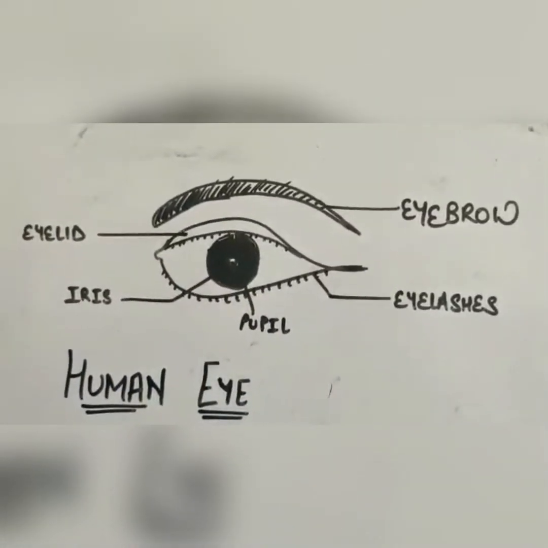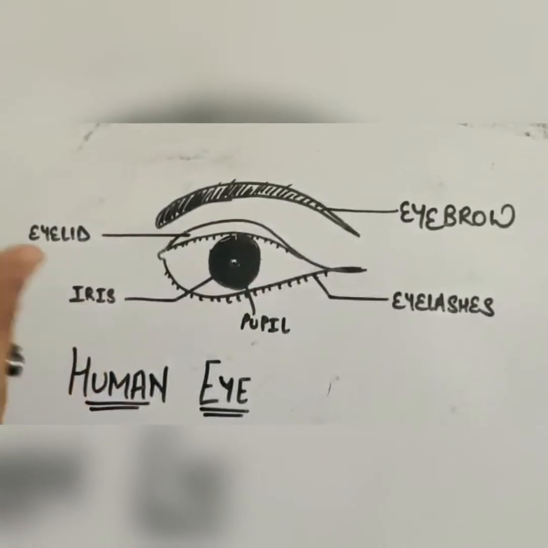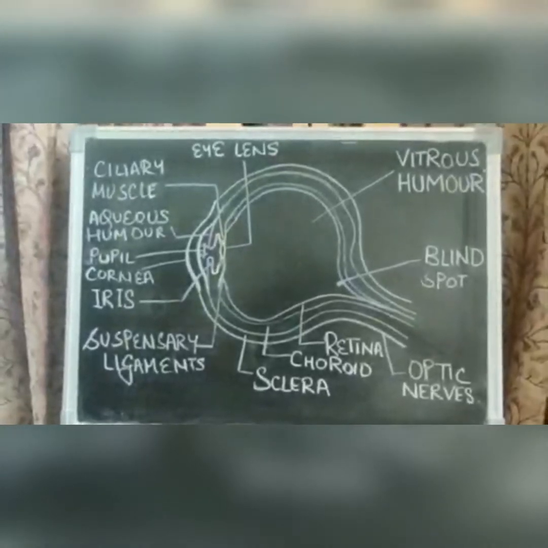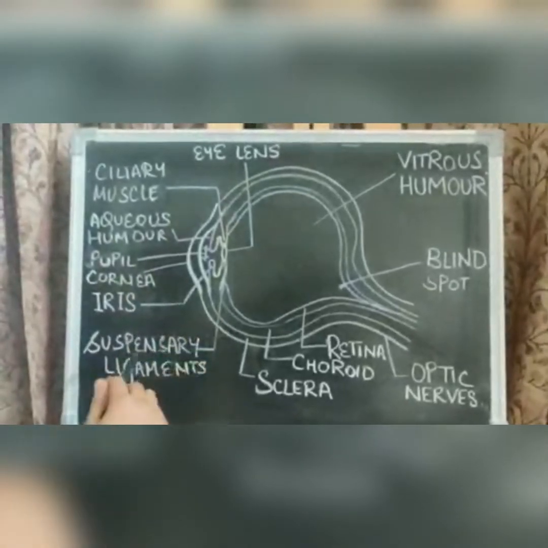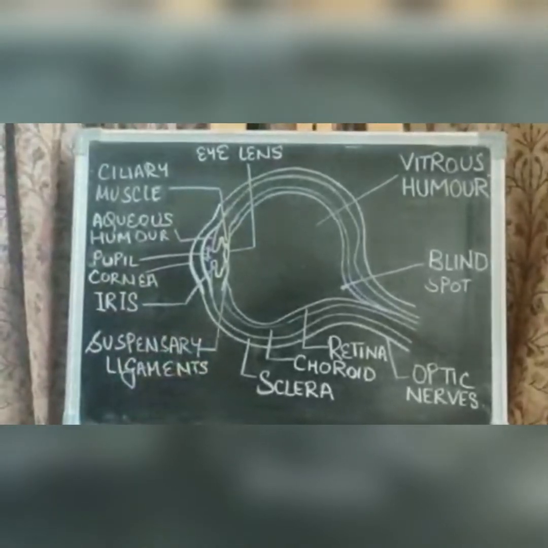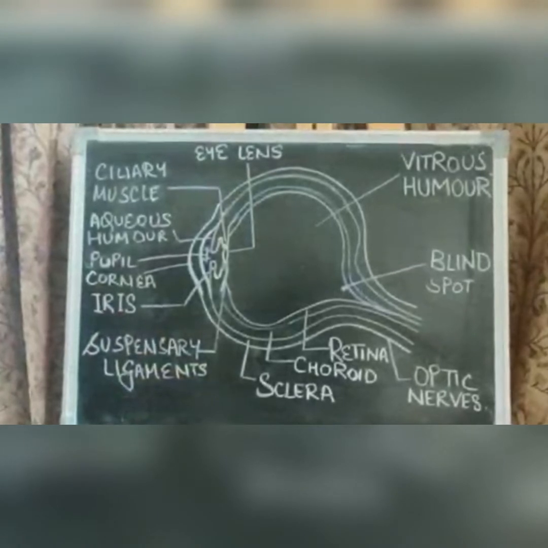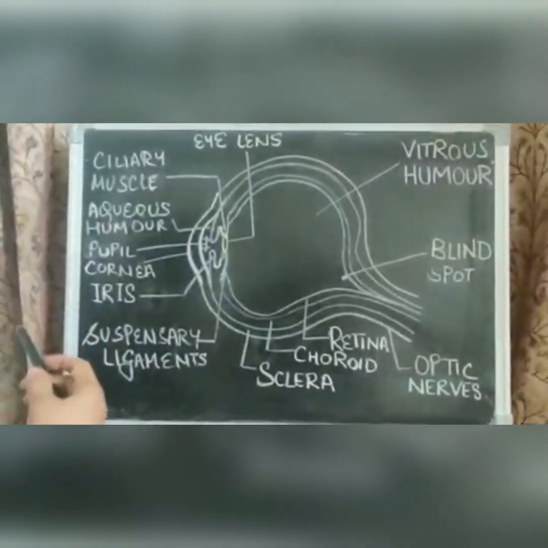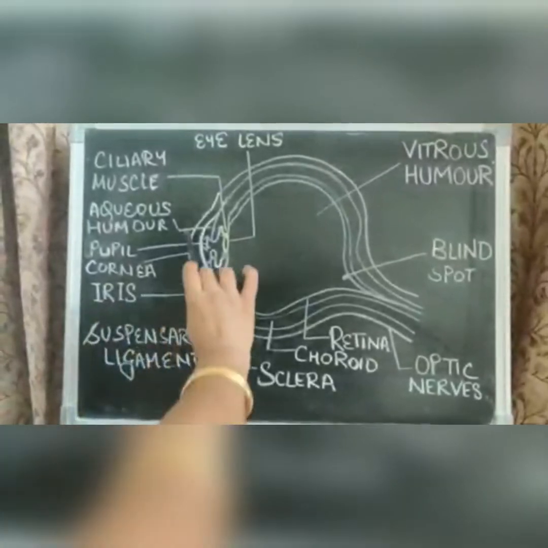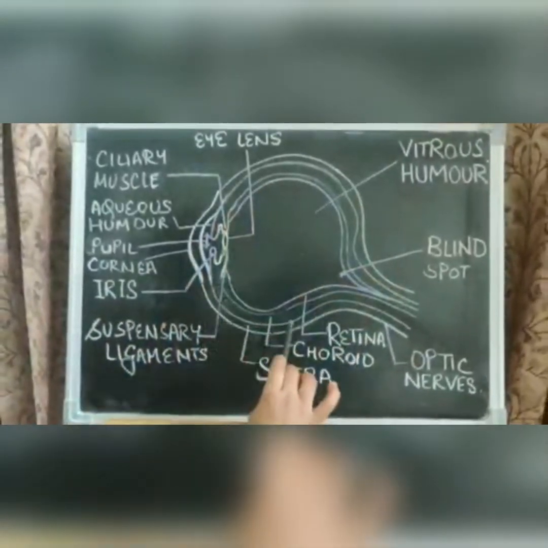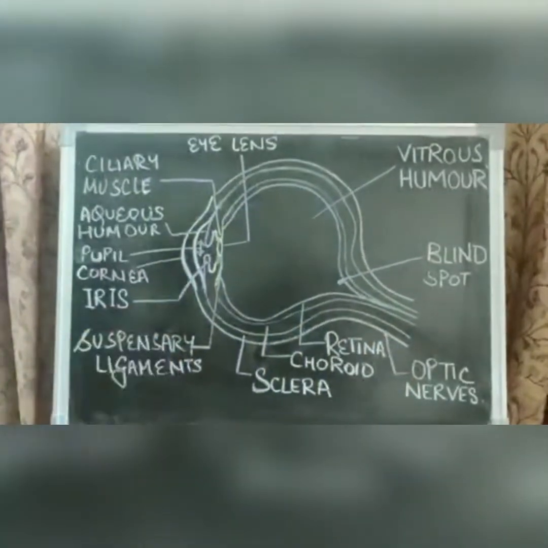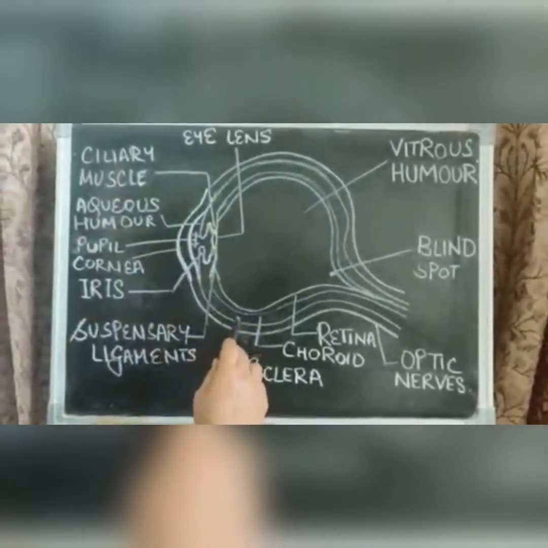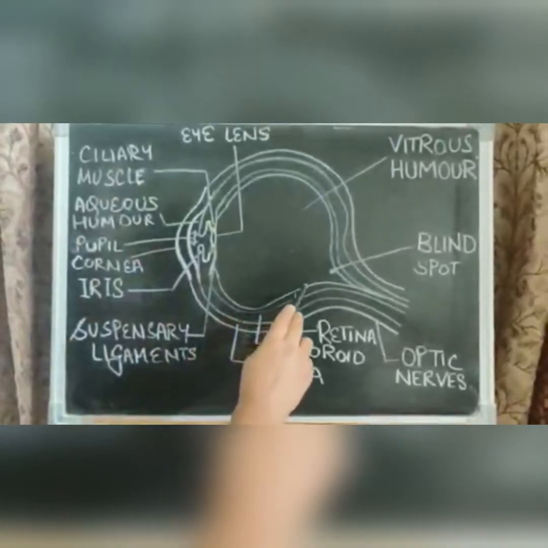Now let's study this whole structure in detail. So we can say the human eye is a light sensitive organ which enables us to see the beautiful world around us. Now we have seen a very simple diagram of the eye. Now let's study the very complex structure behind that eye in detail.